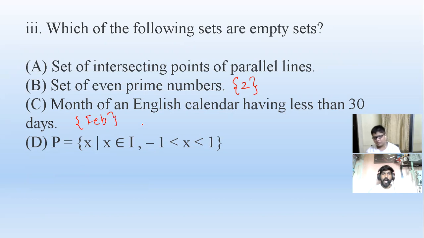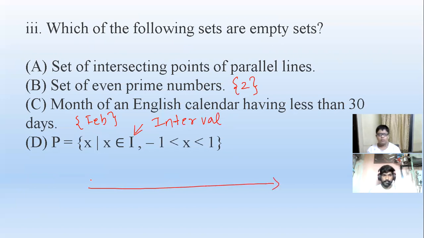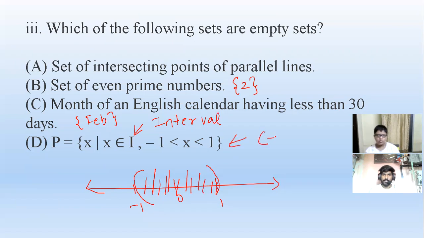So what is I? I denotes interval. Now, for example, on a number line, suppose this is 0, this is 1, and this is minus 1. All the numbers between minus 1 and 1, this is called an interval, between two numbers. So here, there are many numbers between minus 1 and 1. So this would be written as minus 1, comma 1 as an interval. So you see, this is not empty. This is also not empty. This is also not empty.